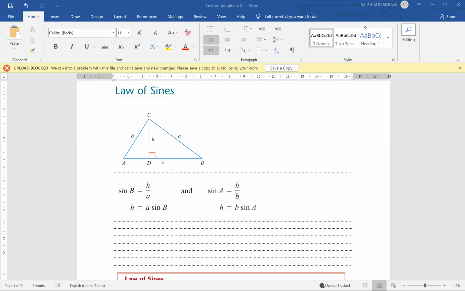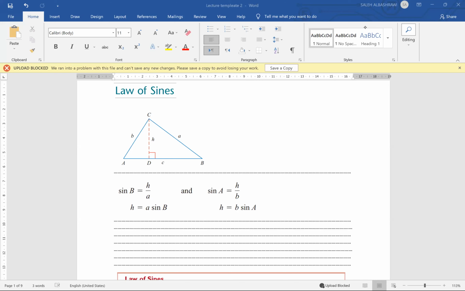Bismillahir Rahmanir Rahim. In this lecture, we are going to speak about the law of sine. This law is used to find some missing information about triangles, maybe the sides or some of the angles of the triangle.